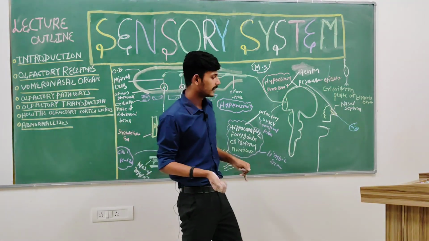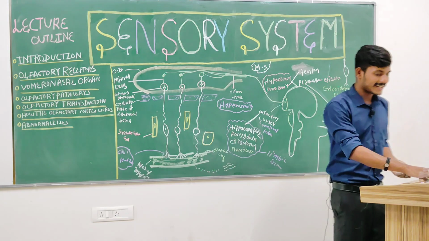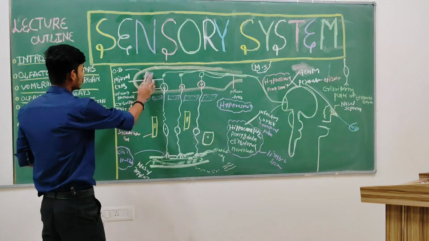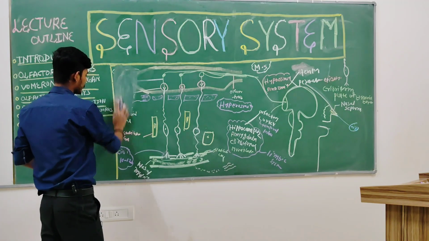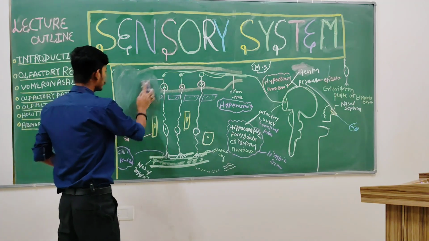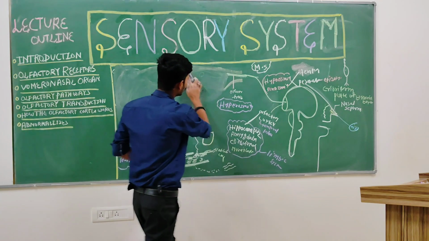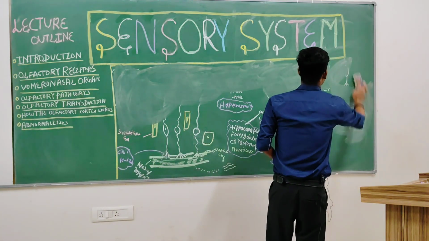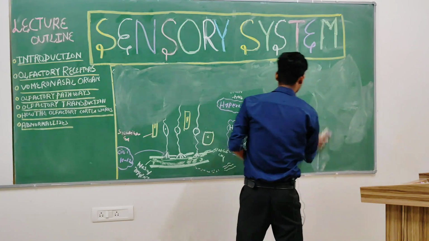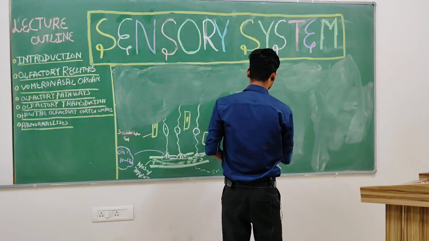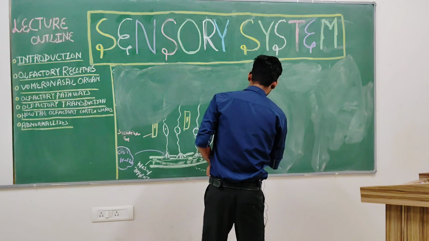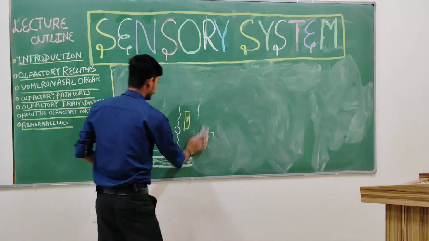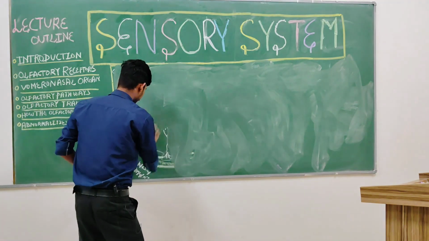Shall we move ahead? Now we are discussing one accessory smell organ, or olfactory organ, that's called the vomeronasal organ. The vomeronasal organ was classically discovered in 1703, in the 17th century.